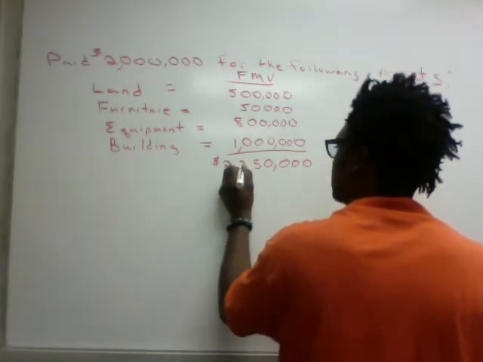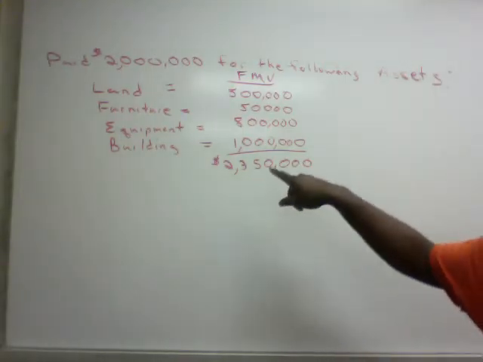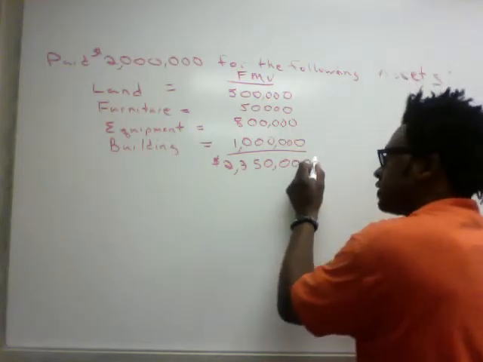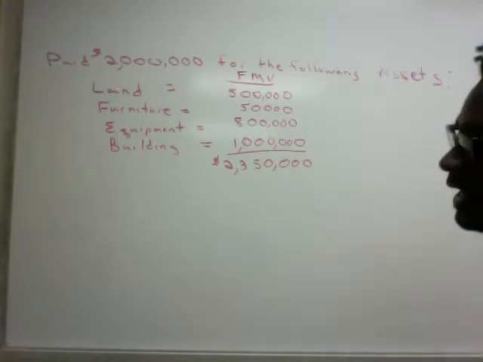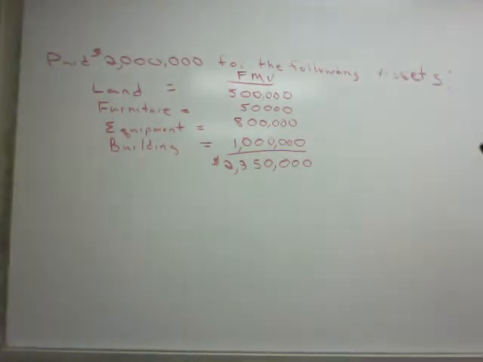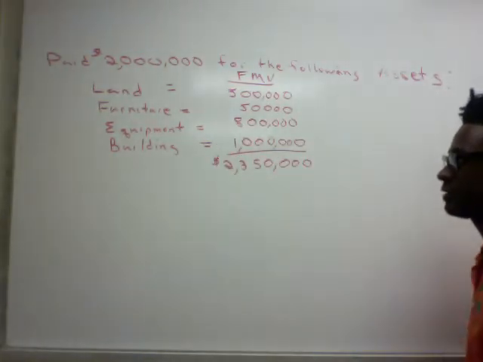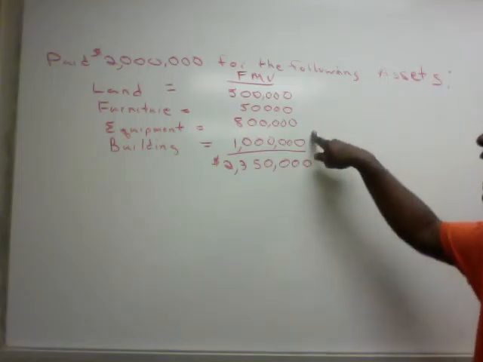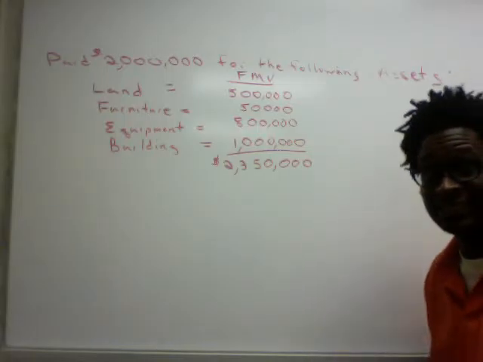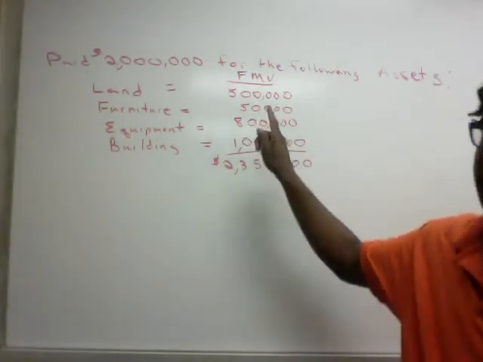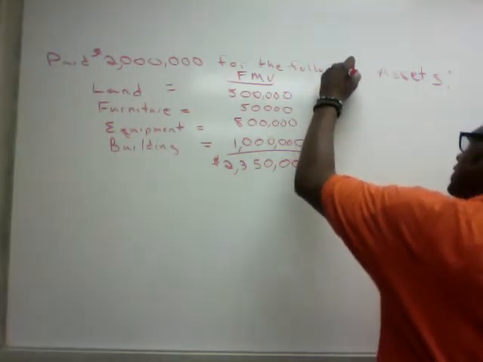And so what we're going to do is find the percent relative to this total fair market value. Of the 2.35 million, which asset has the most invested in it? Obviously the building, at a cool $1 million. So the building is going to absorb the highest percentage. Which one has the least? Obviously the furniture. So how are we going to calculate those percentages? Very simple.